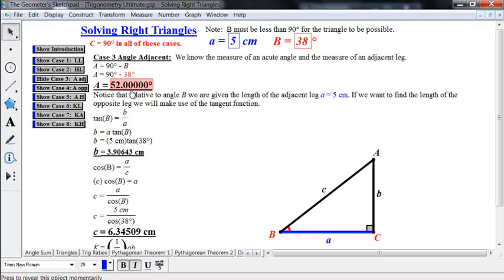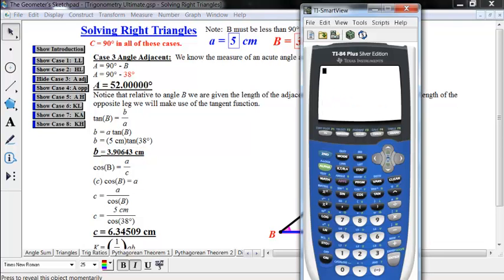Now, let's think about finding some sides. Notice that relative to angle B, what we know is the adjacent side. So suppose we want to find the opposite side. Opposite and adjacent should suggest tangent to you. Tangent of angle B is opposite over adjacent, that's b over a. If we solve this for b, we just multiply both sides by a, and we get b as a times the tangent of angle B. Plug in our values of a is 5 centimeters and B is 38 degrees, and we can get our answer here. So let's do this on the calculator.